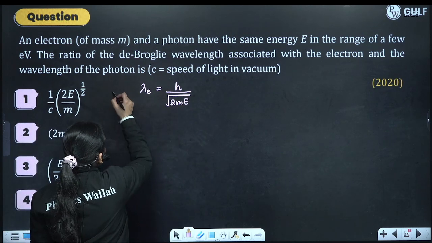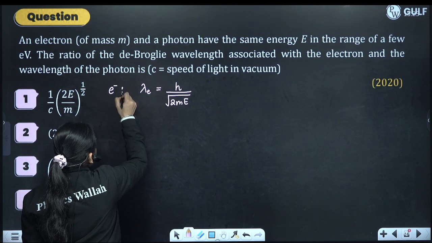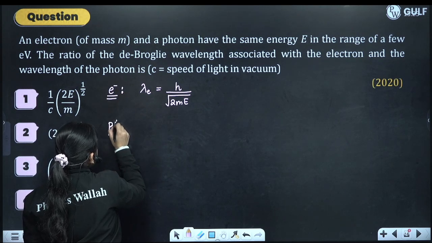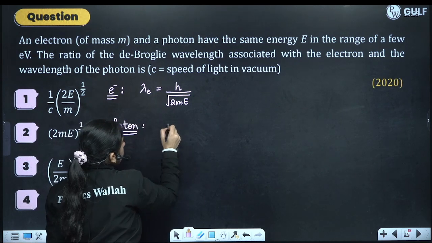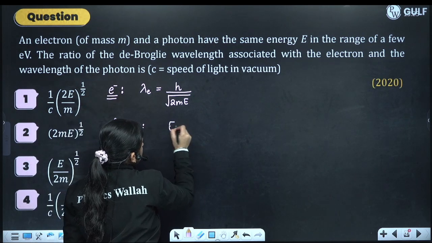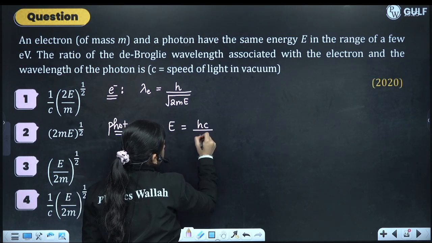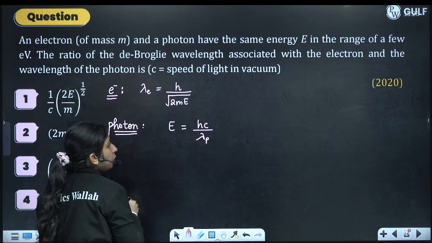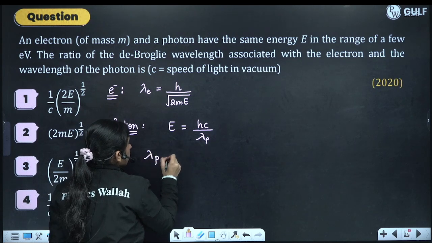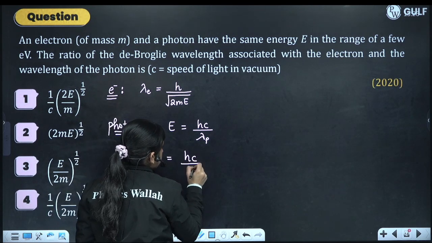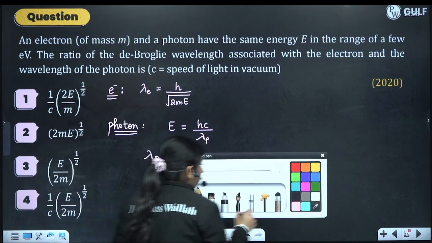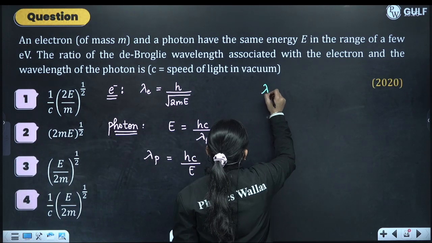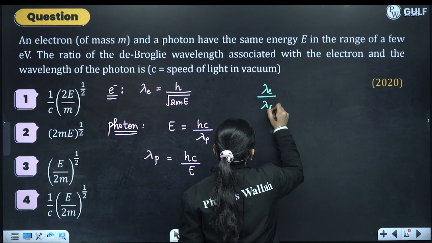Now for photon, we are talking about electron first and then we are talking about photon. For photon, E is equal to hc by lambda p, lambda of photon. So lambda of photon is equal to hc by E. They are having the same energy E. Now we have to find the ratio of electron to photon wavelength.